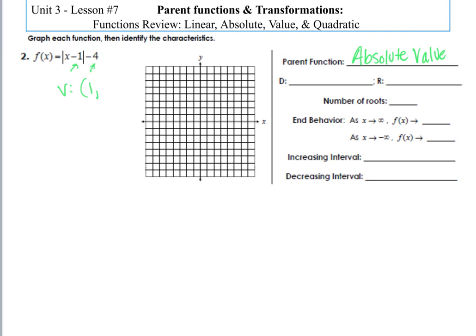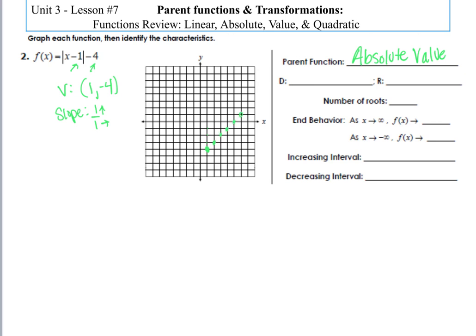The y value for the vertex is what's outside the bars, and we do not change that. So my vertex is going to be at (1, -4). So 1 right and 4 down: 1, 2, 3, 4. And we're going to plant a dot right there. What is our slope to generate our other points? It comes from what is out front of the bars, in front of x, and that would be an implied 1. And that would be 1 over 1. So up 1, right 1 to make our next points.